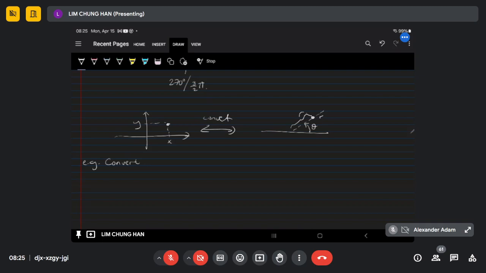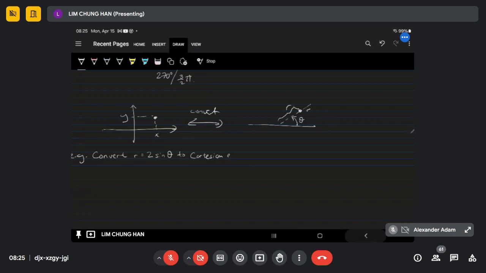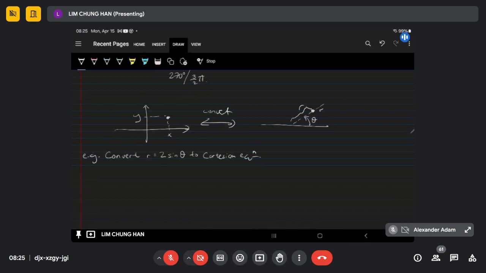Convert r equals 2 sine theta to a Cartesian equation. So what that means is, at the moment, this is a polar equation. Why? How do you know it's polar? Yeah, because of the r and theta. Because there's r and theta, so you know it's polar.